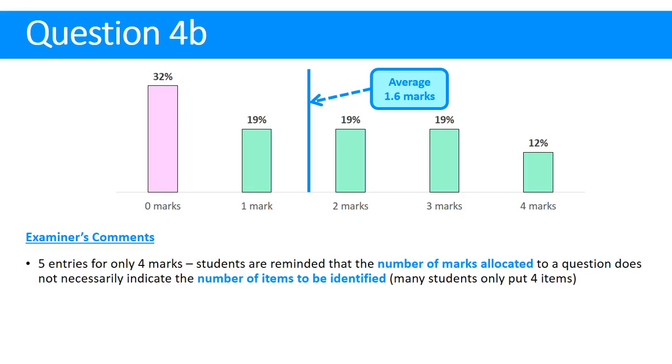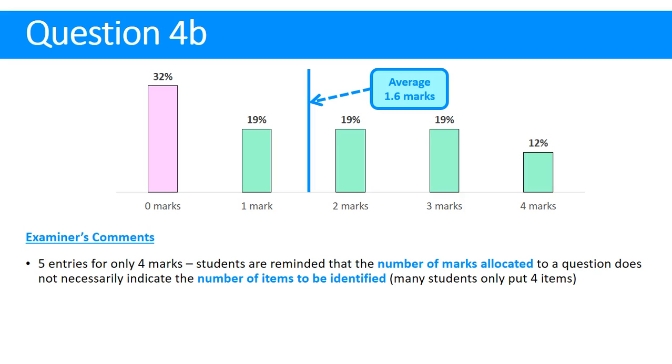And the examiner's comments are interesting. It says there's 5 entries for only 4 marks. Look, if something's 4 marks and you've only done 3 things, that's a good sign that you haven't done enough. But don't always think that because something's 4 marks, you only need to do 4 things. You may need to do more things than there are marks. Never less, but sometimes more. So in this case, students are reminded that the number of marks allocated to a question does not necessarily indicate the number of items to be identified.